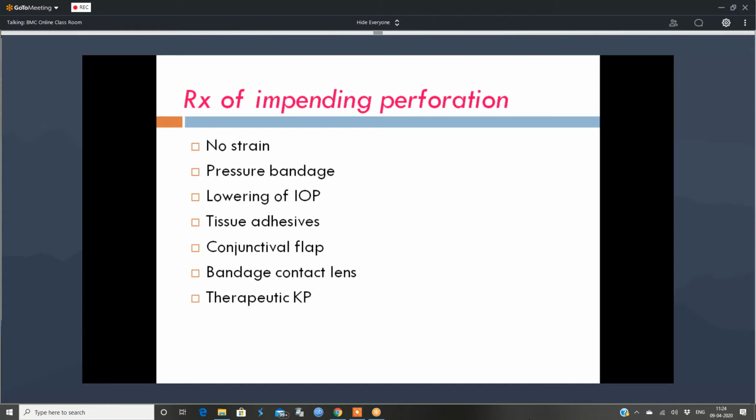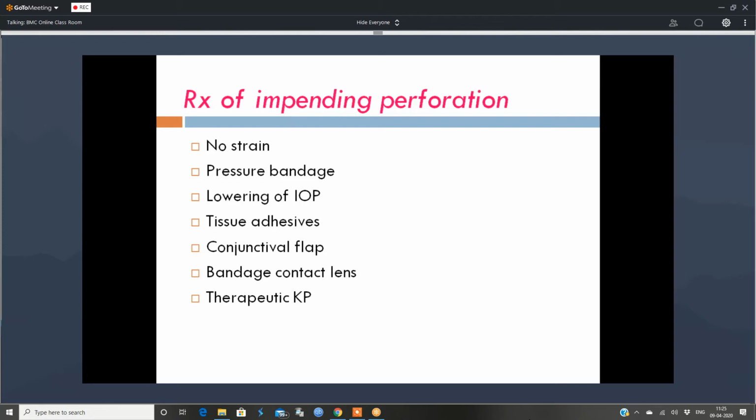Descemetocele is thinning of the Descemet's membrane, because of all the layers in the cornea, the Descemet's membrane is tough. It will resist the pressure up to a certain extent. But once the cornea has become very thin, it cannot bear the intraocular pressure anymore. So the Descemet's membrane will pout out into a thin sac-like structure. Then it is called as descemetocele.